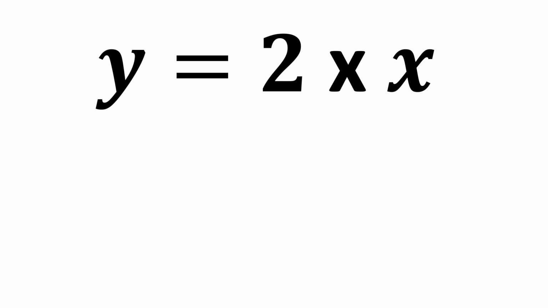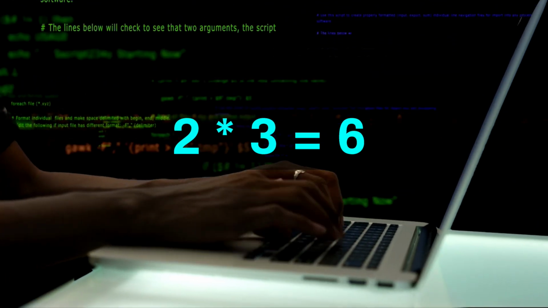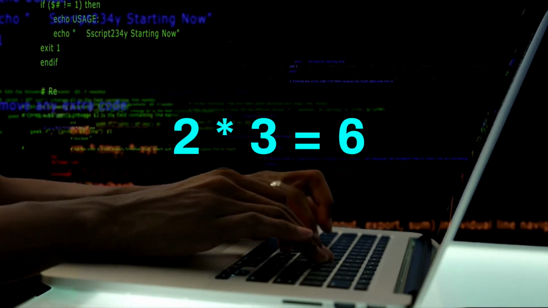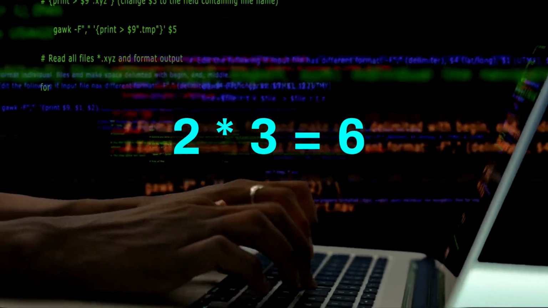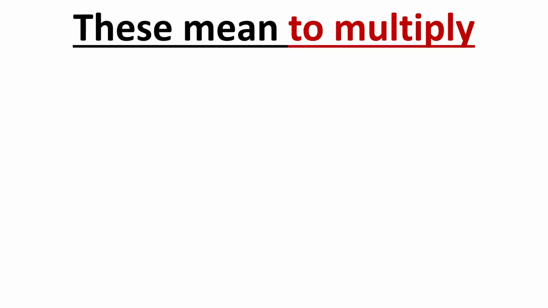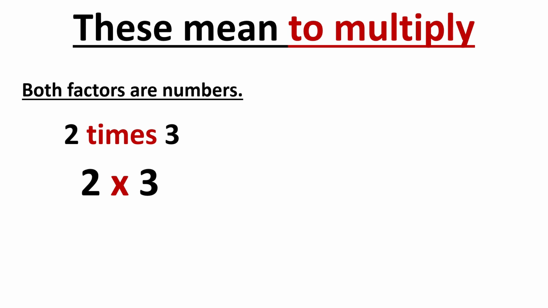To avoid confusion, we suggest that when solving formulas, you write the multiplication operation with an asterisk symbol, rather than use the letter X. When you learn to write software programs, you'll see that we use the asterisk symbol to mean multiplication. So this is a very common way to write multiplication. Here are the most common ways we write that two numbers are being multiplied. We can say the word times. We can use the letter X, or we can use an asterisk.